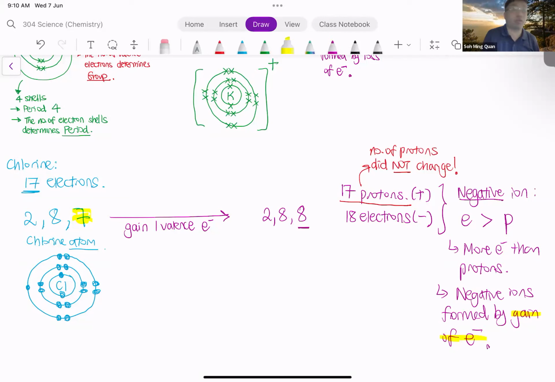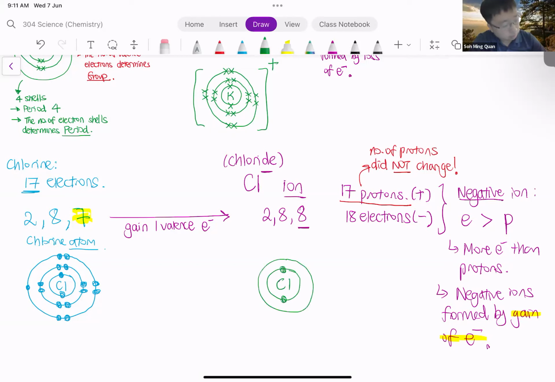You gained electrons. Chlorine gained 1 valence electron to form the negative ion. So this is the Cl minus ion, which is called chloride. Chloride ion. Okay, so it's not chlorine anymore. Chlorine is the atom itself. All right, chloride is the ion, the negative ion. Okay, so you can also draw this 2, 8, 8, quite easy, right? Okay, 2, 8.